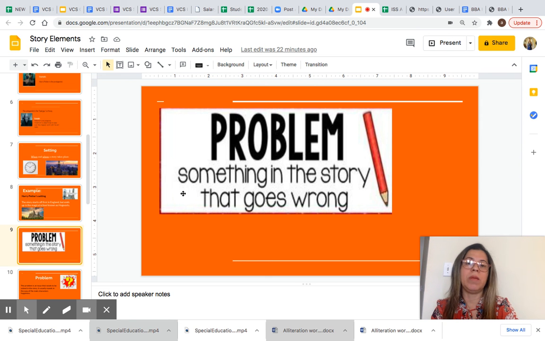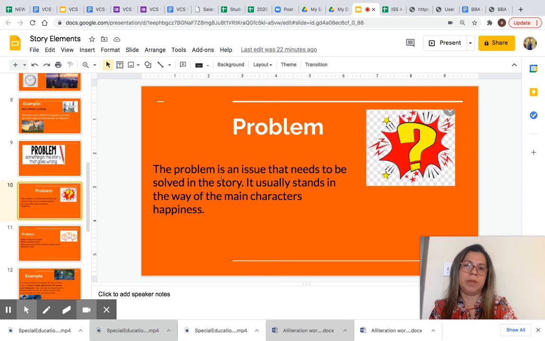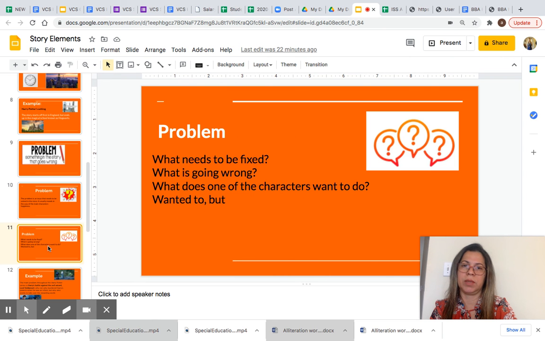Problem. The problem is something in the story that goes wrong. Problem is an issue that needs to be solved in the story. It usually stands in the way of the main character's happiness. When thinking about problem, you should think, what needs to be fixed? What's going wrong? What does one of the characters want to do? Wanted to, but.